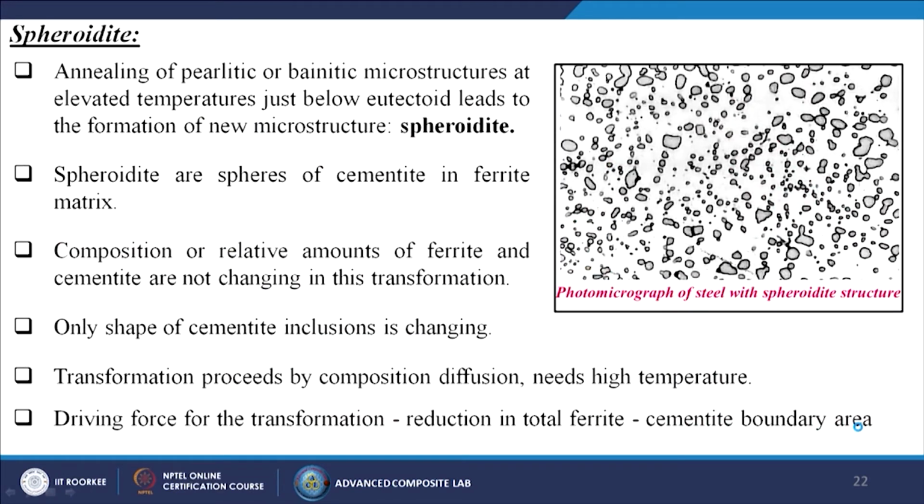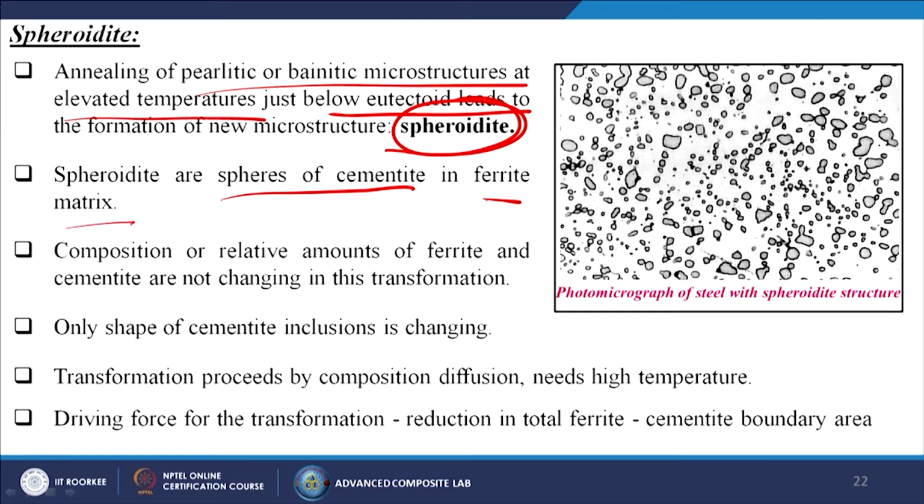Now, we are going to discuss the spheroidite. Annealing of pearlite or bainite microstructures at elevated temperature just below the eutectoid leads to the formation of a new microstructure which is known as the spheroidite. Spheroidite consists of spheres of cementite in a ferrite matrix. The composition or relative amounts of ferrite and cementite are not changing in these transformations. Only the shape of the cementite inclusions is changing.